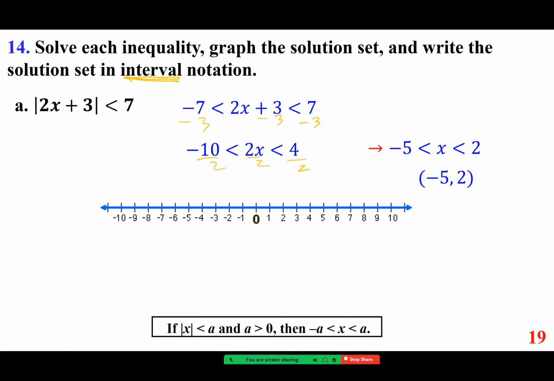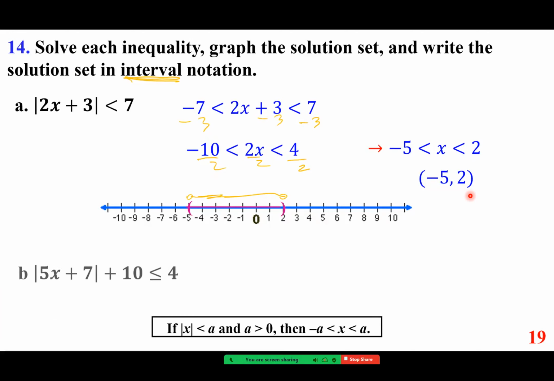And on a number line, it's going to go from -5 to 2. So from -5 to 2, and you use parentheses, or you can put a hole here and here. Either way is fine. When the endpoints are not included, we use parentheses. When they are included, we use brackets.